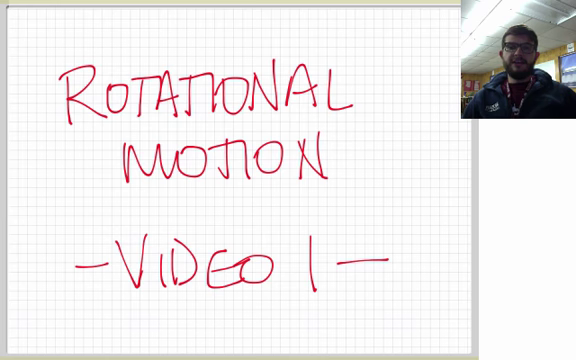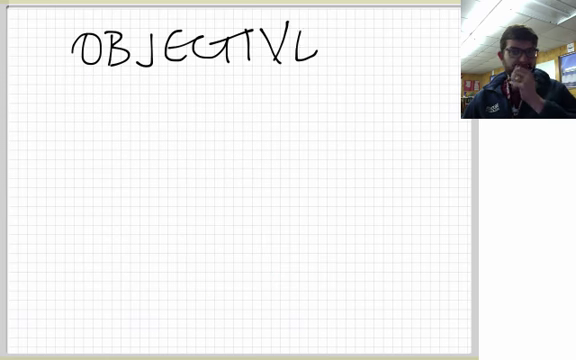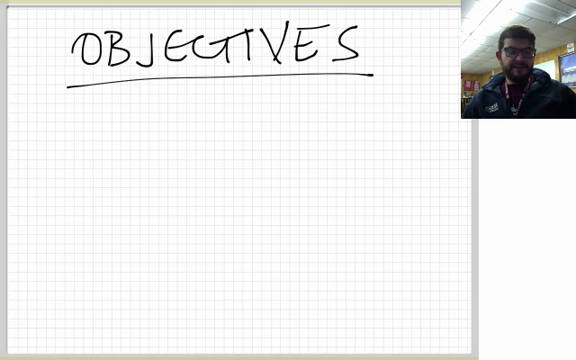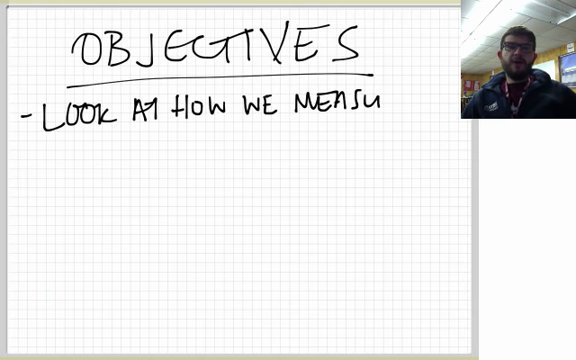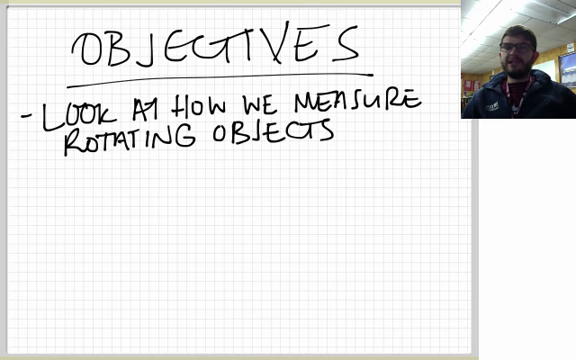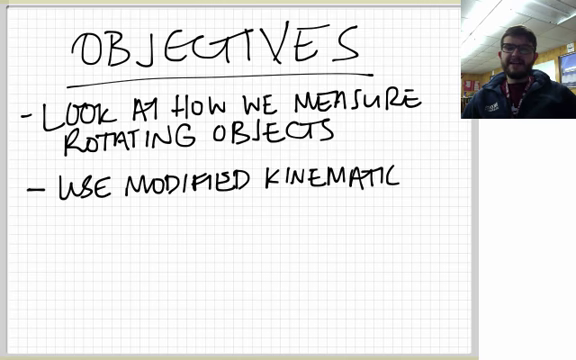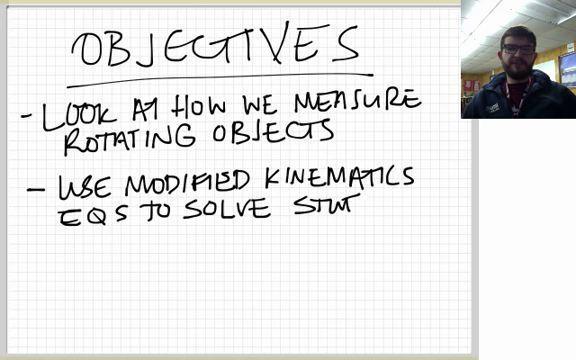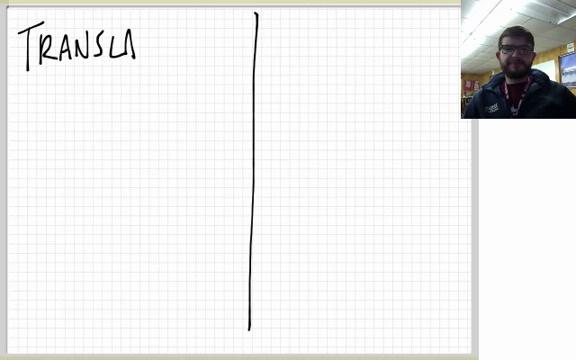This video is on rotational motion, and this is the first video of this unit. The objectives of this video: first, we are going to look at how we measure rotating objects in physics. And then, we're going to use modified kinematic equations to solve for various quantities while we are rotating.